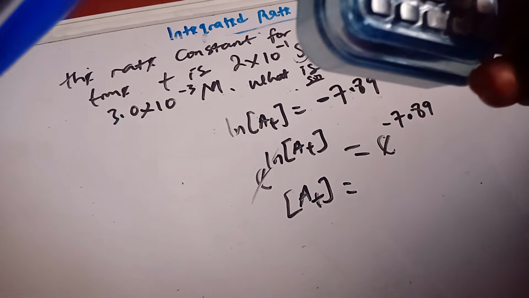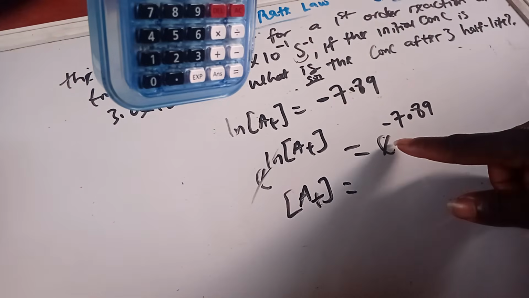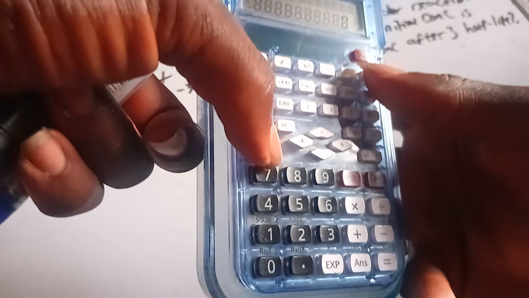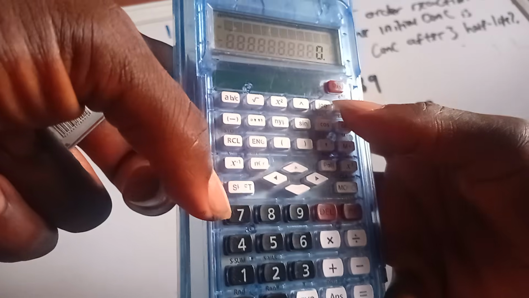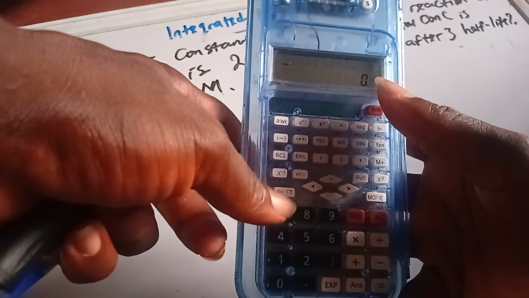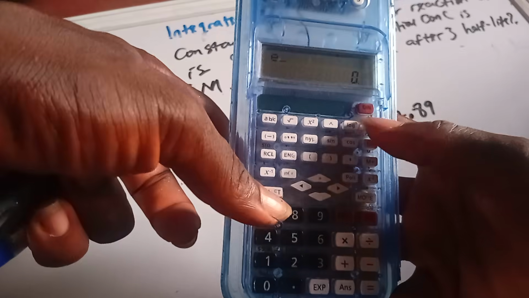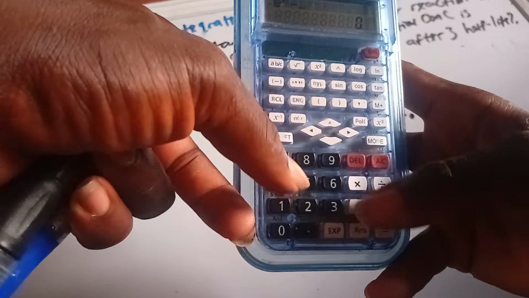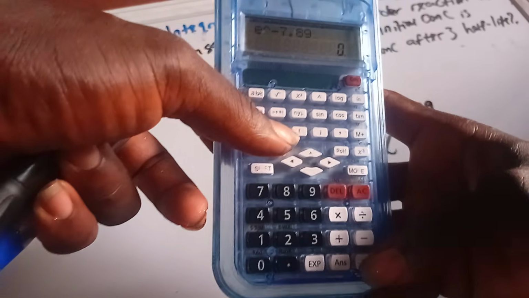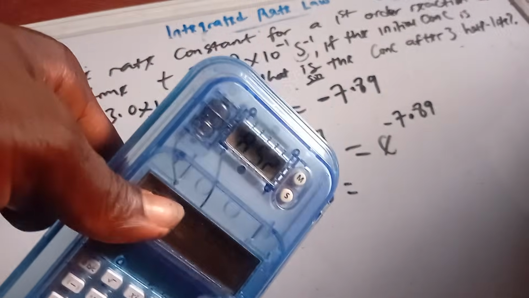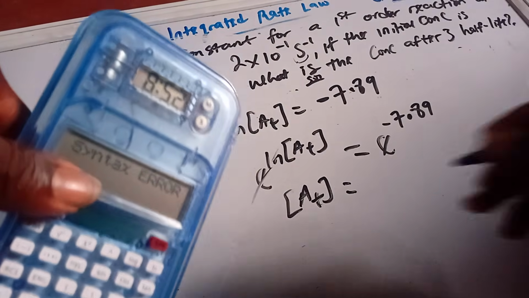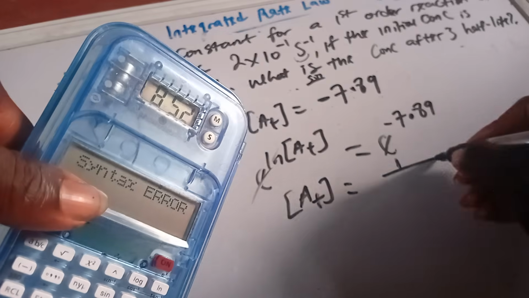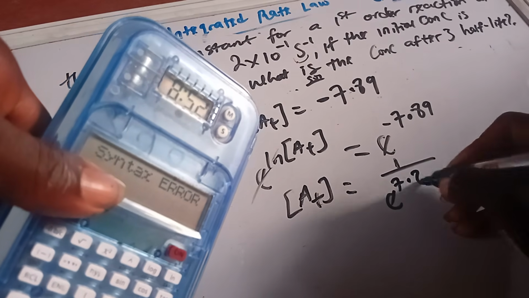So in your calculator, how do you press e? That's shift ln, or arc ln. Shift ln can be used to turn to e. Here you have shift ln, and you can see e raised to the power minus 7.89. It's showing an error here. This is how we are going to do it then: equals 1 over e raised to the power 7.89.